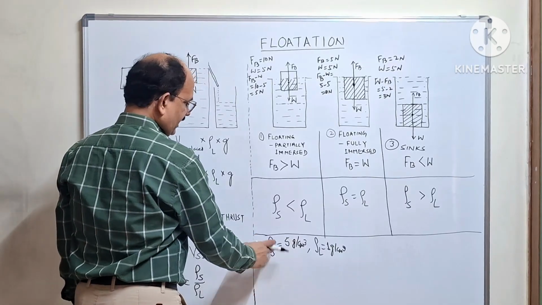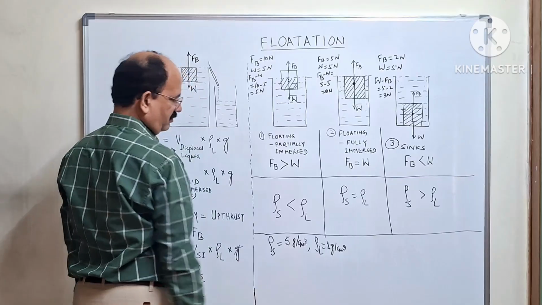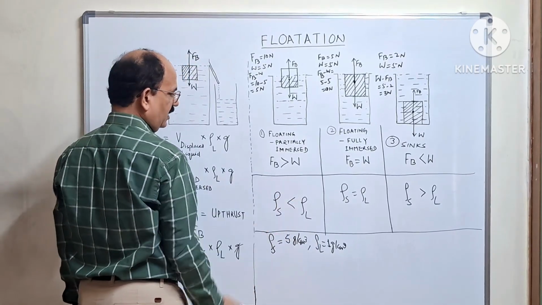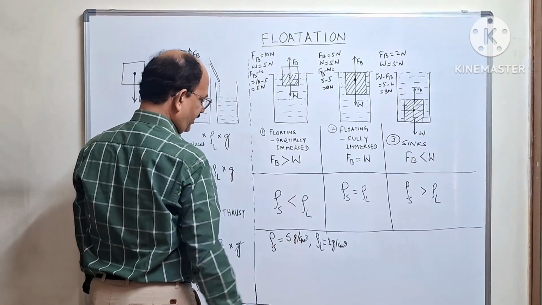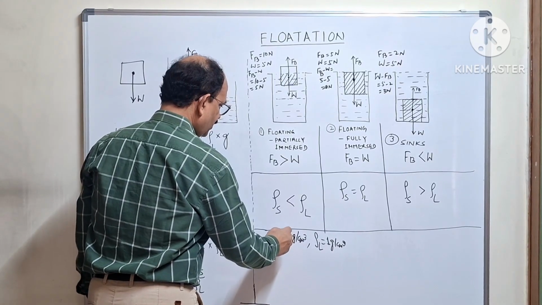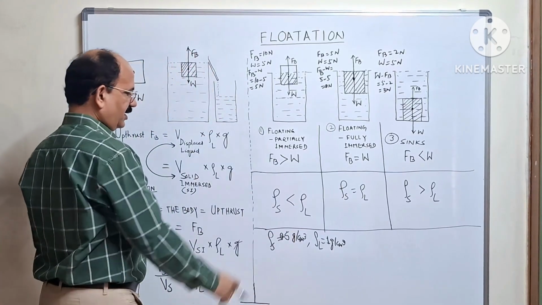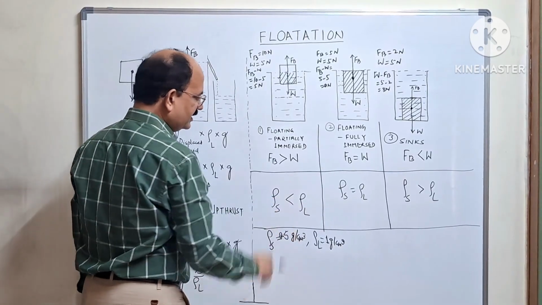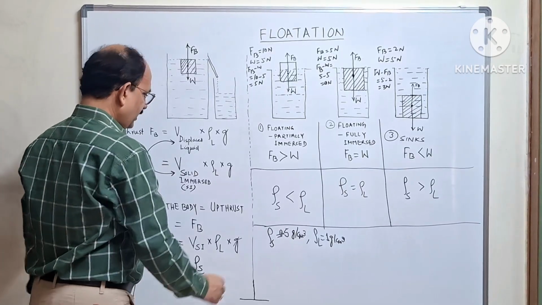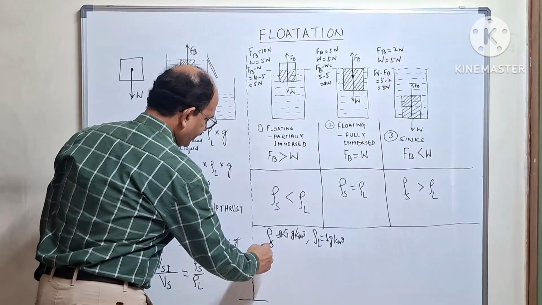Now, in this case, rho of the solid is more than the rho of the liquid. We are considering the case of rho of the solid less than rho of the liquid. Suppose this is not 5, rather 0.5. Then the rho of the solid is less than the rho of the liquid. So from this relationship, what do we get?